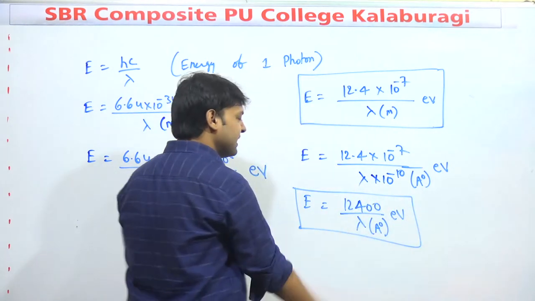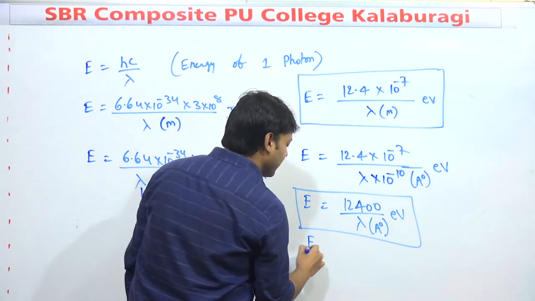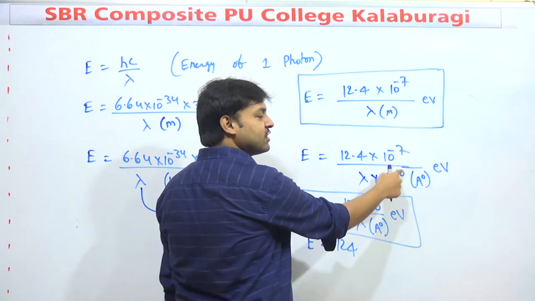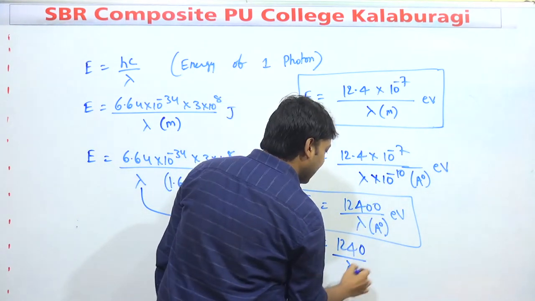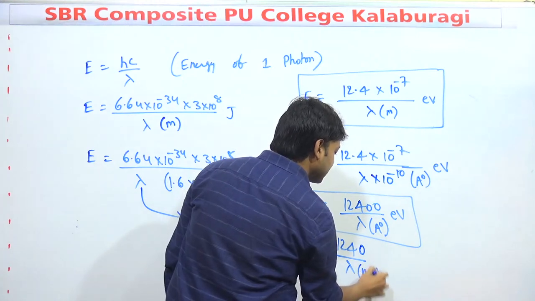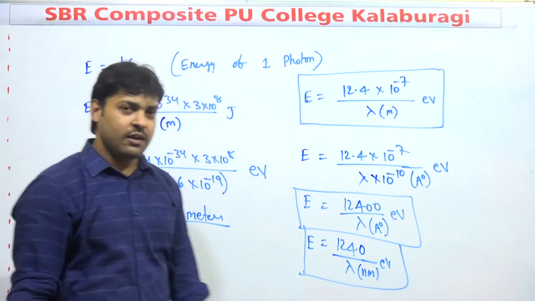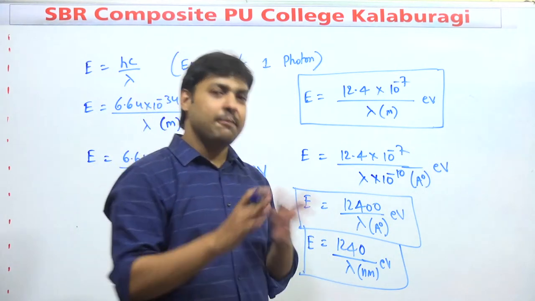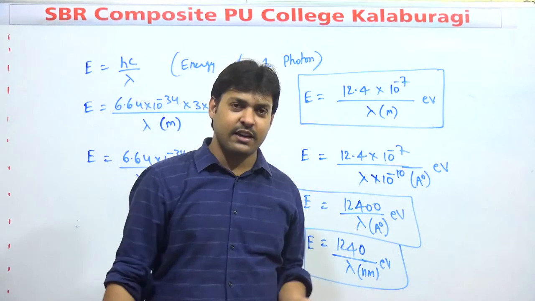If the question gives lambda not in angstroms but in nanometers, then E is equal to 124 with 10 reduced, 10 to the power minus 9. So it will be 1240 divided by lambda in nanometers, in electron volts. So this is about the photon, the relation between wave nature and particle nature, and how to calculate the energies. We will continue in the next class.